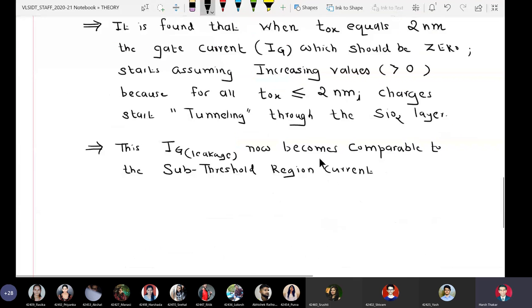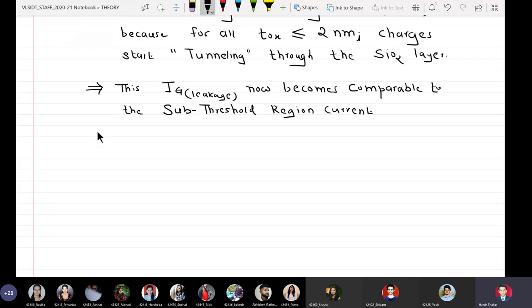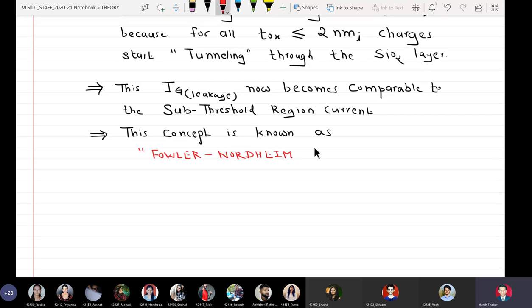So this particular tunneling of charges was actually found by two scientists, Fowler and Nordheim. That is why we say that this concept is known as Fowler-Nordheim tunneling.